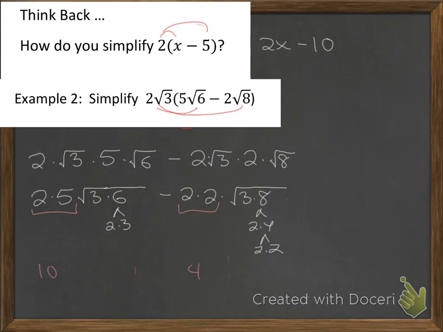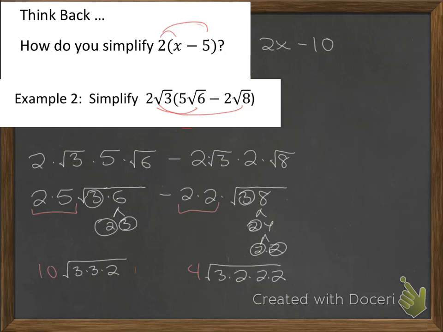Okay, so we have 10 times the square root of 3 times 3 times 2. Right, that's our prime factorization. I just sort of reorganized them so that the numbers that are the same are next to each other. And here we have 3 times 2 times 2 times 2, 3 times 2 times 2 times 2. Okay, and remember to bring down your subtraction sign.